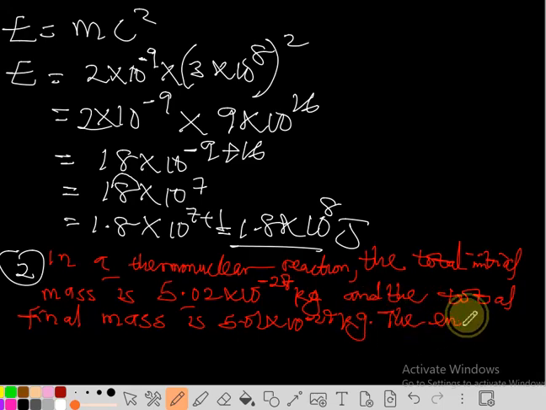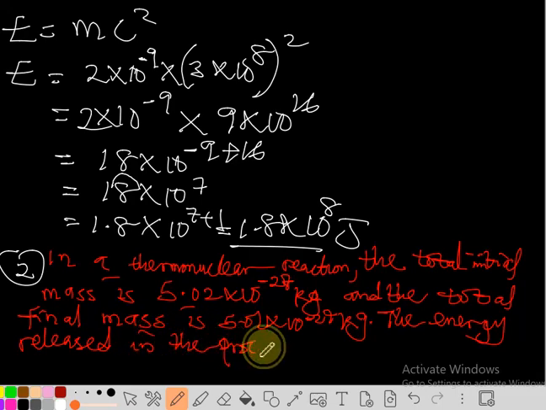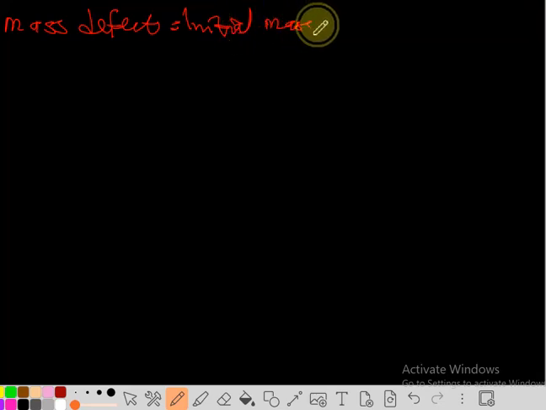The energy released in the process is what? So we have to look for the energy released in the process, but note something has been given here, mass defect has been given, which is the initial mass minus the final mass. So you have the initial mass minus the final mass of the product.